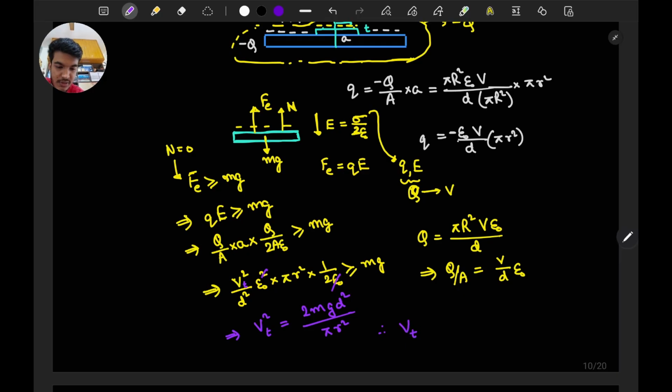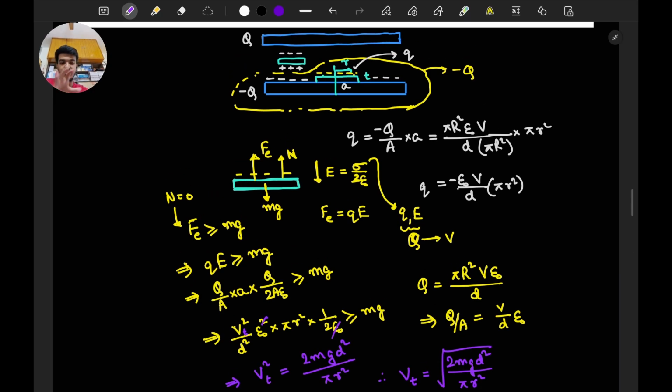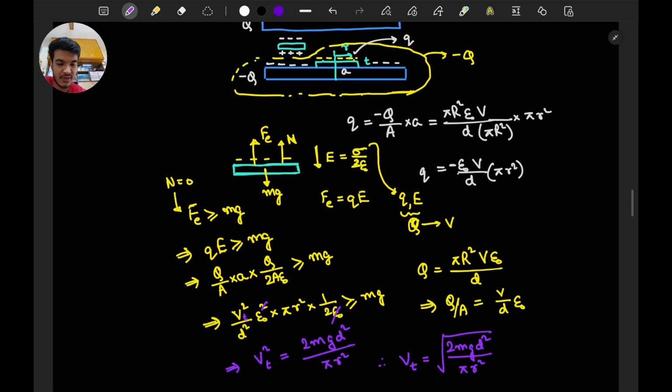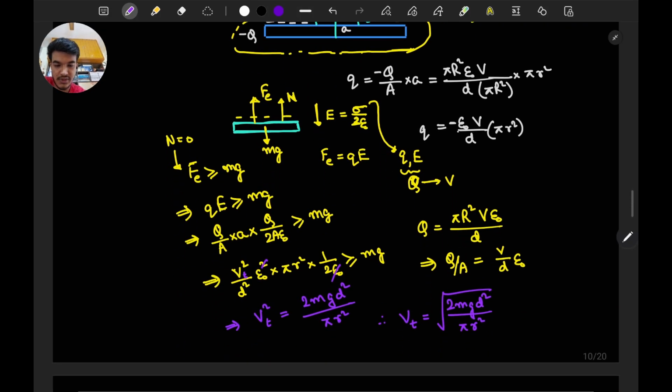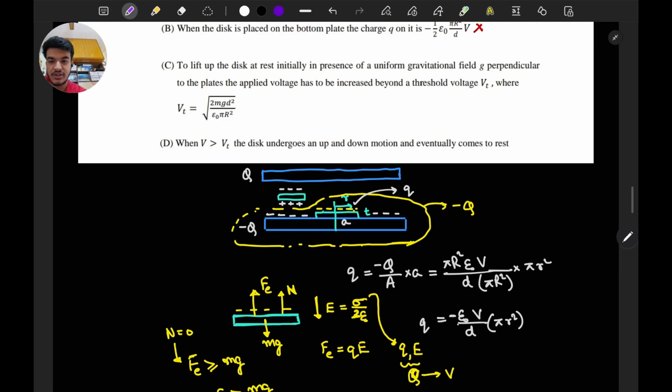So Vt, or my threshold voltage, has to be equal to root of 2mg d square by pi small r square. Am I right? So under root of this whole expression is my threshold voltage. Just let us check if it is correct or not. Okay, there was one epsilon also. So epsilon would come here. So this is epsilon naught also. Okay, let us just check the expression.